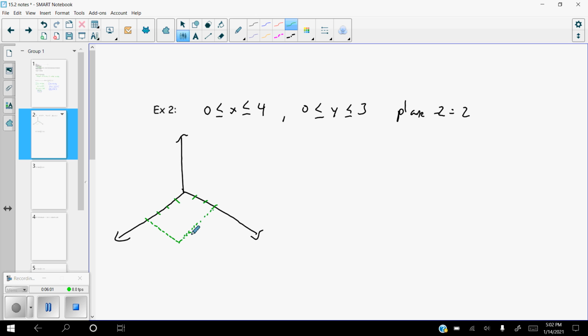And it's going to be underneath the plane, z equals 2. Well, that just means that the plane has a height of 2 and it doesn't change. So if I was to actually sketch the region that we're going to take this under, it's going to go something like this.